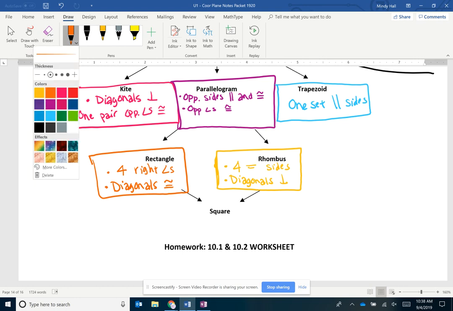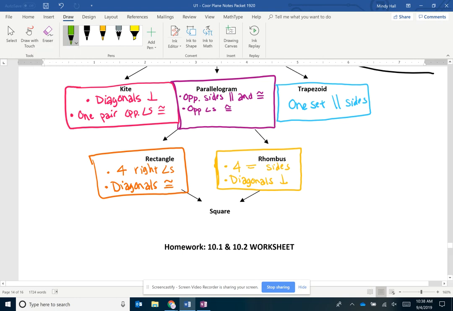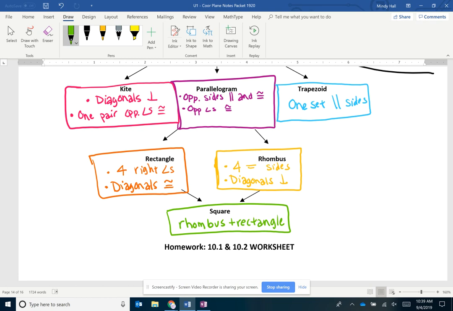And then last but not least, we have our ever so lovely square. And a square is like a rhombus and a rectangle merged together. A square is a rhombus and a rectangle because squares have 4 equal sides, just like a rhombus, and the diagonals of a square are perpendicular, just like a rhombus. But on top of that, the square also has 4 right angles, which a rhombus does not always have, and the diagonals are congruent, which is not always the case for a rhombus.